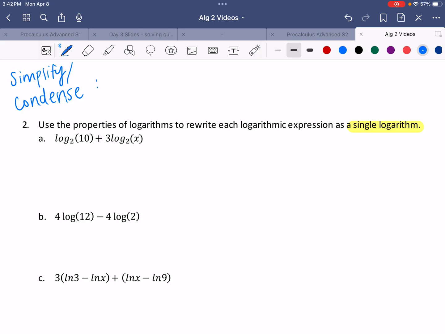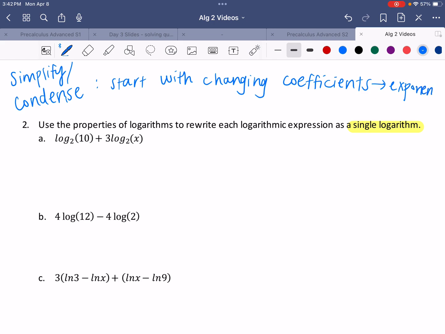So here I would start with changing coefficients. It's kind of going to be backwards order of what we just did on the front. Coefficients into exponents. And then decide how to combine them together. Okay, so let's try one.